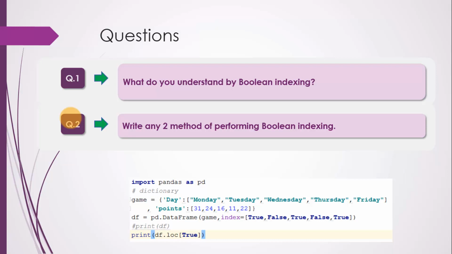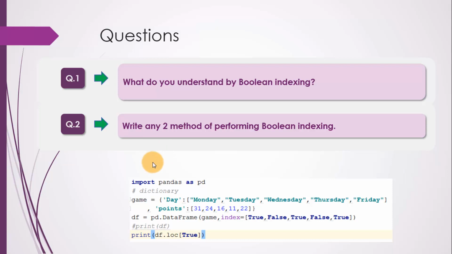And then we have another question: write any 2 methods of performing Boolean indexing. Okay, so on the basis of Boolean row indexing we can do it, on the basis of data frame masking we can do it, and on the basis of column masking and row masking also we can achieve this. So we have 4 methods. Out of the 4 methods you have to do only 2.